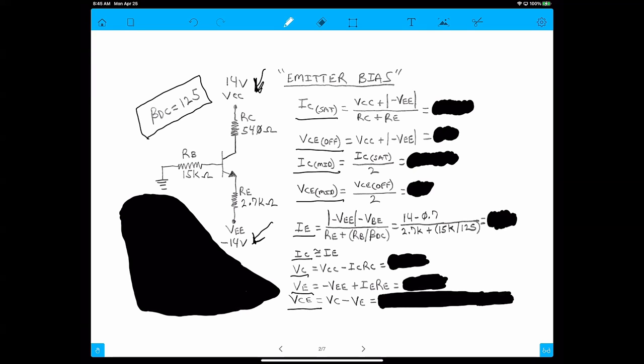What are the two values we're going to be using for our DC load line? IC sat and VCE off. Okay, IC sat and VCE off, right? And then for the Q points, what two values are we going to be using? Do you remember? IC mid and VCE mid. Okay, so those are for the Q points. Very good.